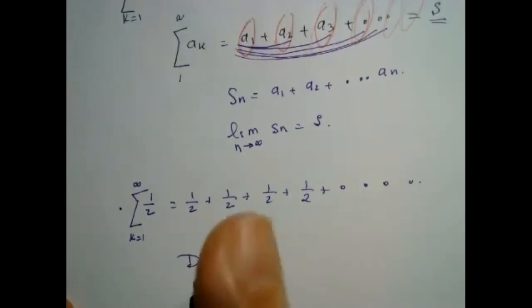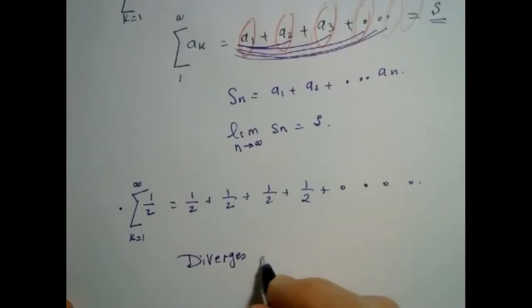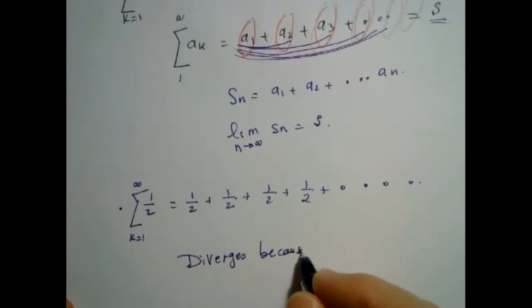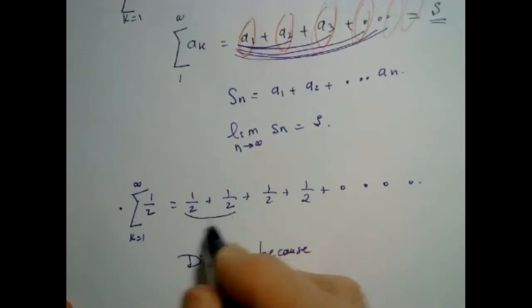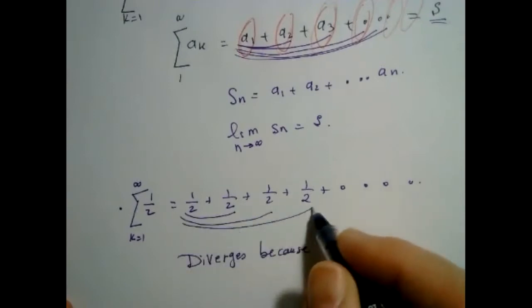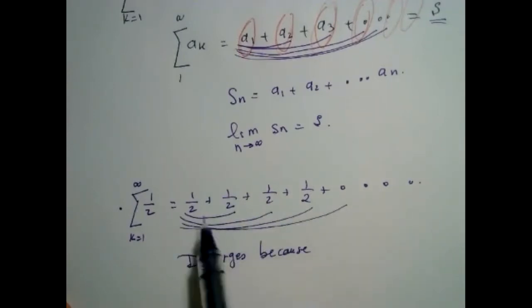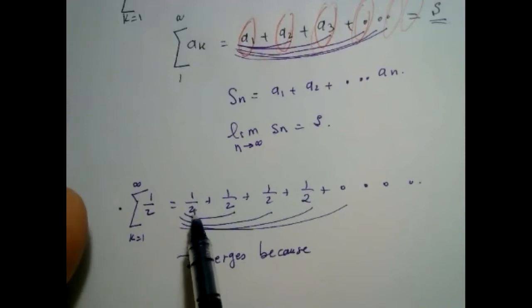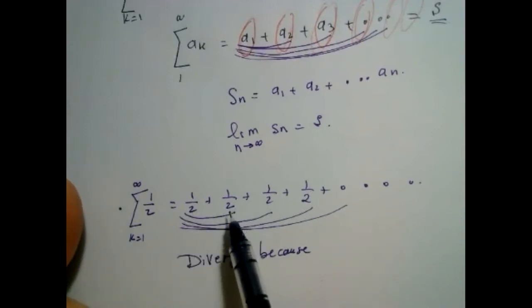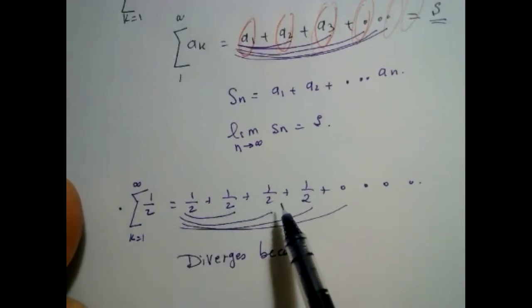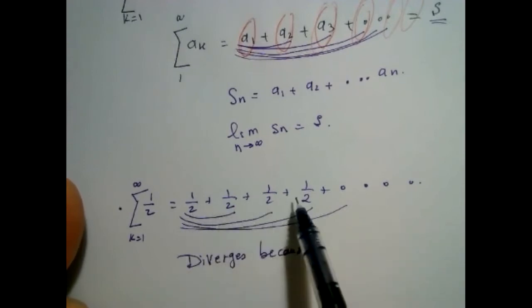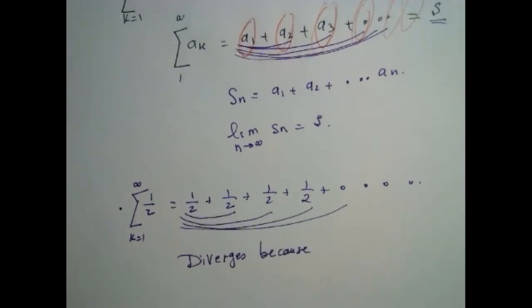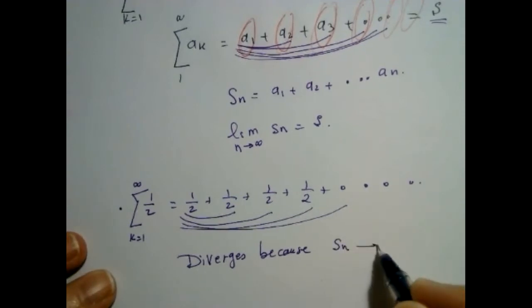It's not going to what? The value an or Sn? There's a big difference. An or Sn, make up your mind. Sn. Right, because as we're adding, the sum of the terms is definitely going to infinity. The first sum is a half. A half plus a half is 1. 1 plus a half is 1 and a half. Then 2, and so on, because the sum as n goes to infinity definitely diverges.